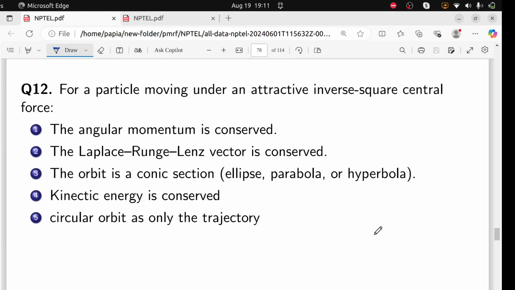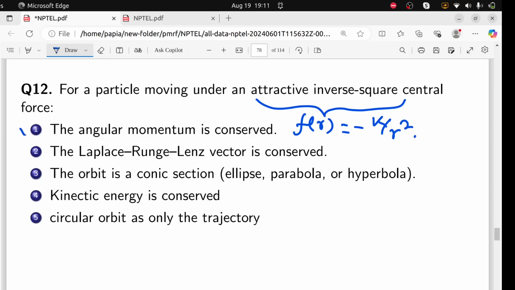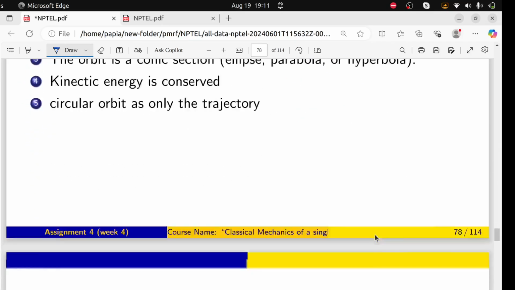For a particle moving under an attractive inverse square central force, that means F_r is again minus k by r squared. For a central force, the angular momentum is conserved, so obviously it is correct, because as it is a central force, angular momentum will always be constant. The Laplace-Lagrange vector is conserved. Yes, that is also correct.